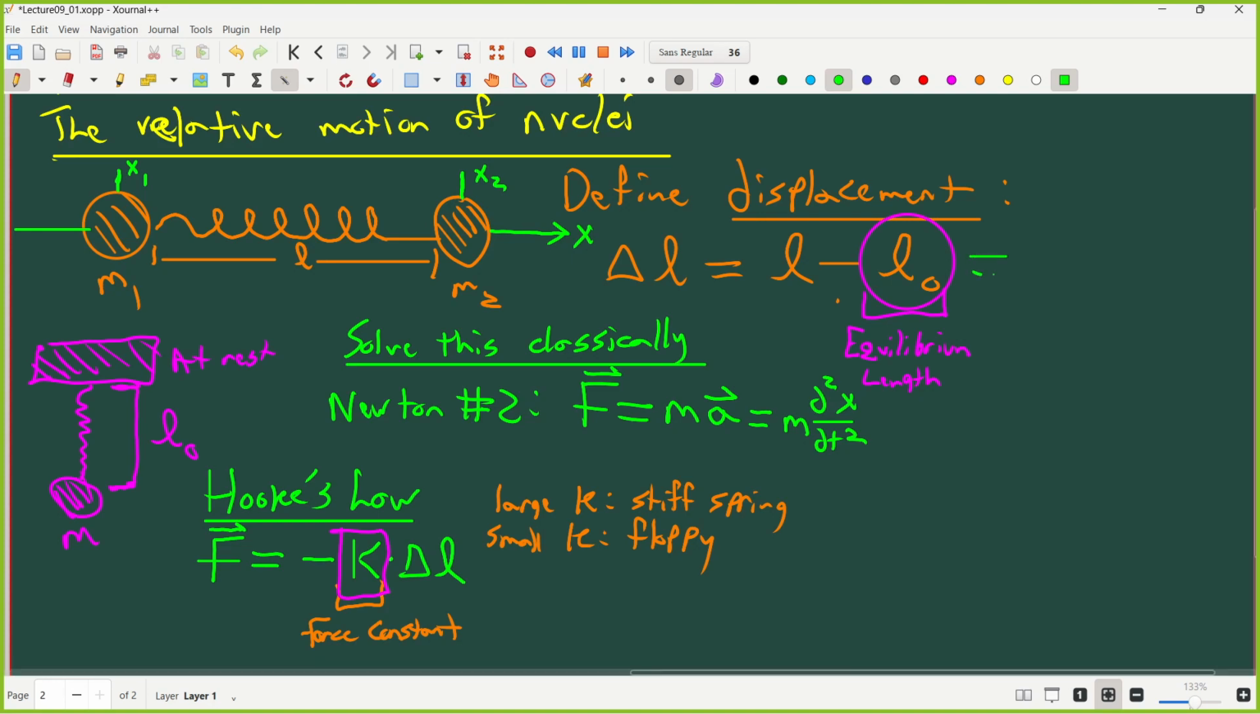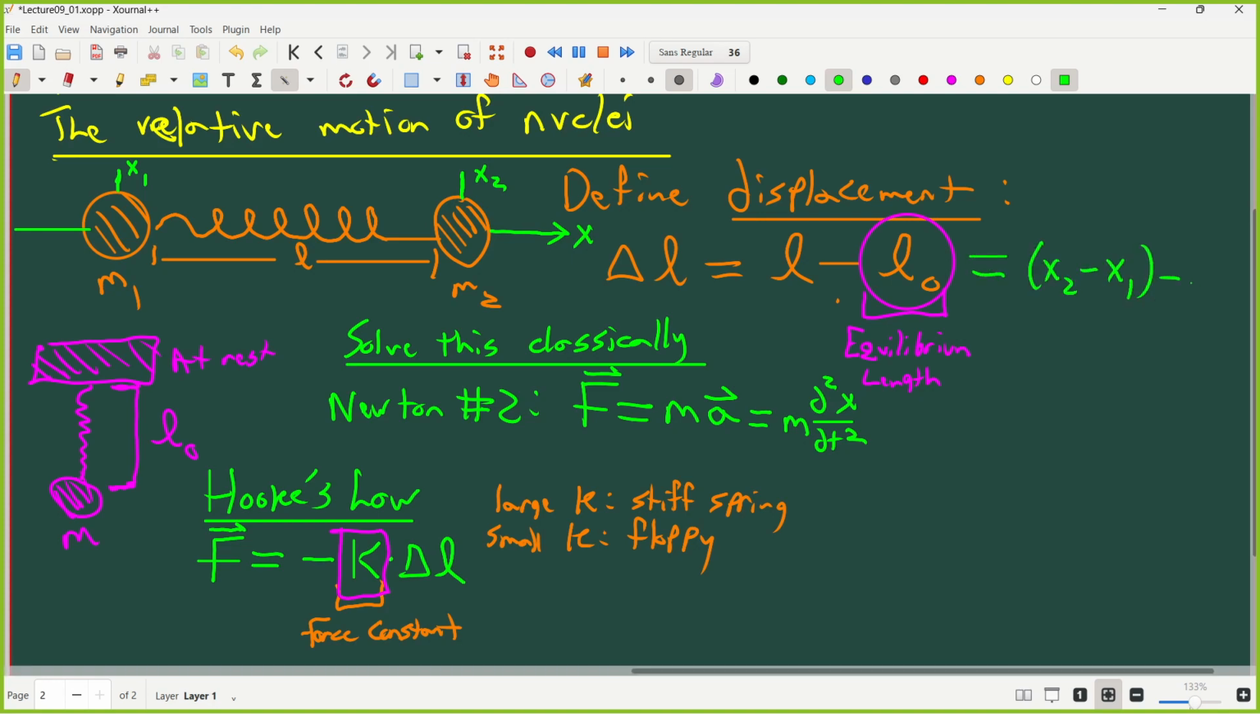which would mean that the displacement is x2 minus x1 minus L naught, because the length is the difference between those coordinates. I have two atoms moving independently of each other. I could fix m1 and move m2. I could fix m2 and move m1, but I can also move them together. So I have two accelerations, two forces: a force on m1 and a force on m2.